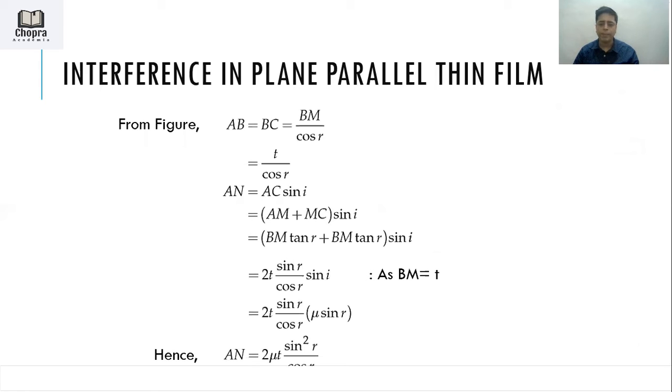Then AN is equal to AC times sin I. Again AC can be broken down into AM plus MC. Using the geometry here, you can find AN to be equal to 2T by cos R times sin R times mu sin R. So AN becomes 2 mu T sin square R by cos R.